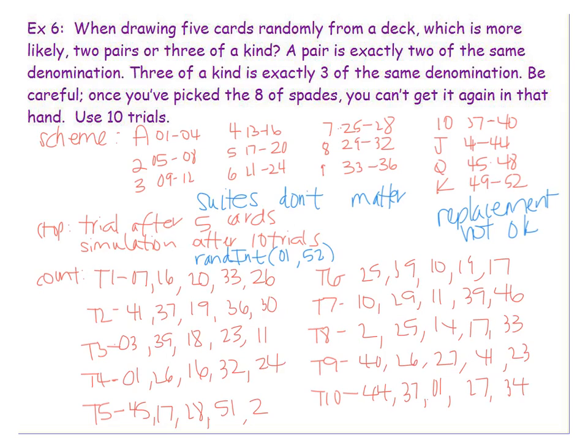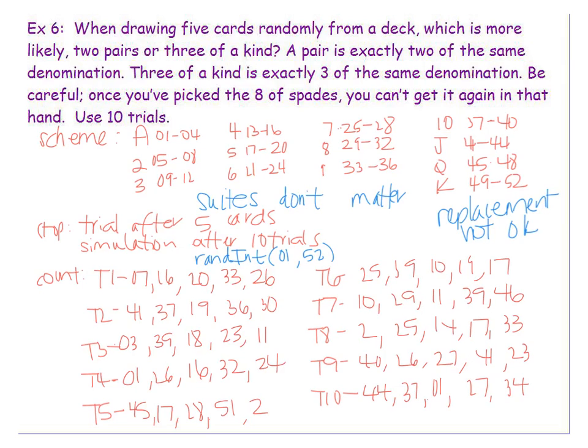So what I'm going to do is I'm looking for numbers that are right next to each other, and then I'm going to look up at my scheme and see if they match up. So like if I look through this first trial, none of those are next to each other. So I got nothing there. Looked at my next trial, nothing. I have a 37 and a 36.